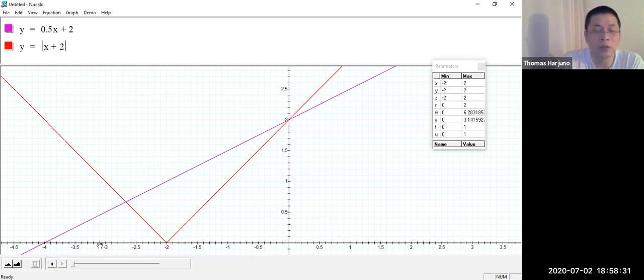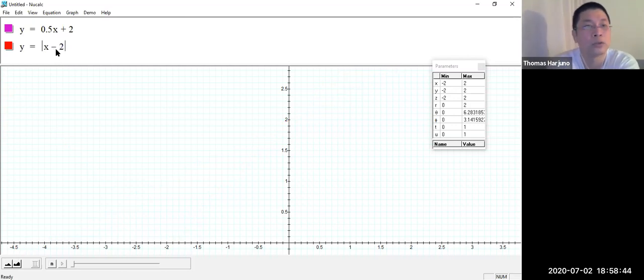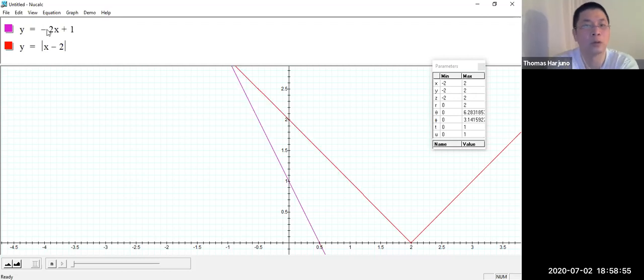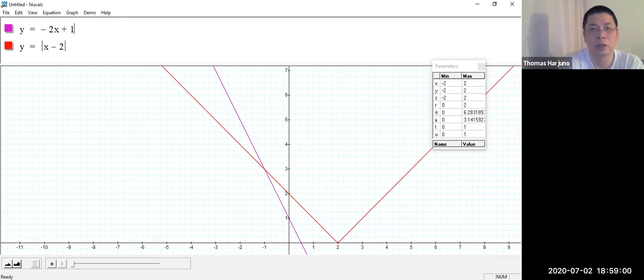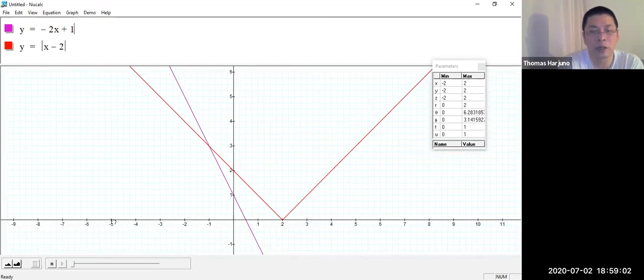It is possible that you only get one solution on the left branch instead. So on the left-hand side, let's say I cancel the -2 here, and then I make it negative 2x plus 1. You see, it intersects on the left branch instead.